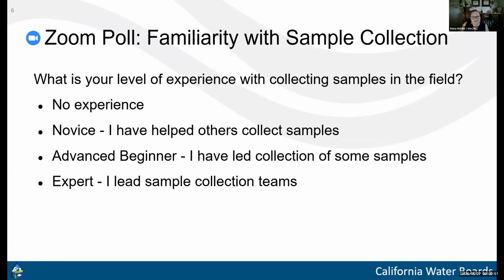Based on your level of experience, our options are no experience, which is great. We're glad you're here. Hopefully we can get you ready to go in the field. Novice, so maybe you've helped others collect samples, but you're really following their lead and doing what they say. If I ever go out in the field with Marissa and team, I just hold the things that they tell me to hold, right? Because I'm not an advanced beginner or an expert. So an advanced beginner, maybe you've led the collection of some portion of the sample plan for that day, or you're an expert, you are managing and leading sampling teams.